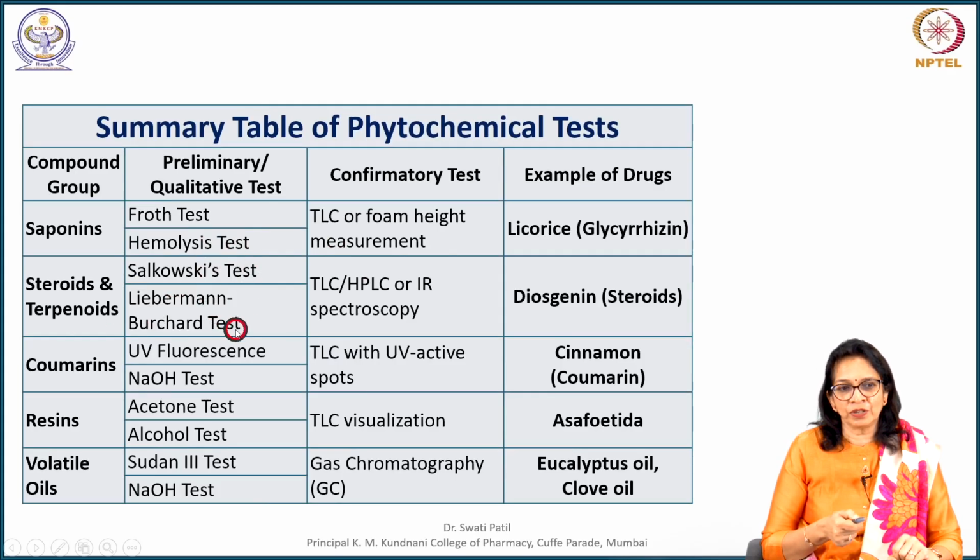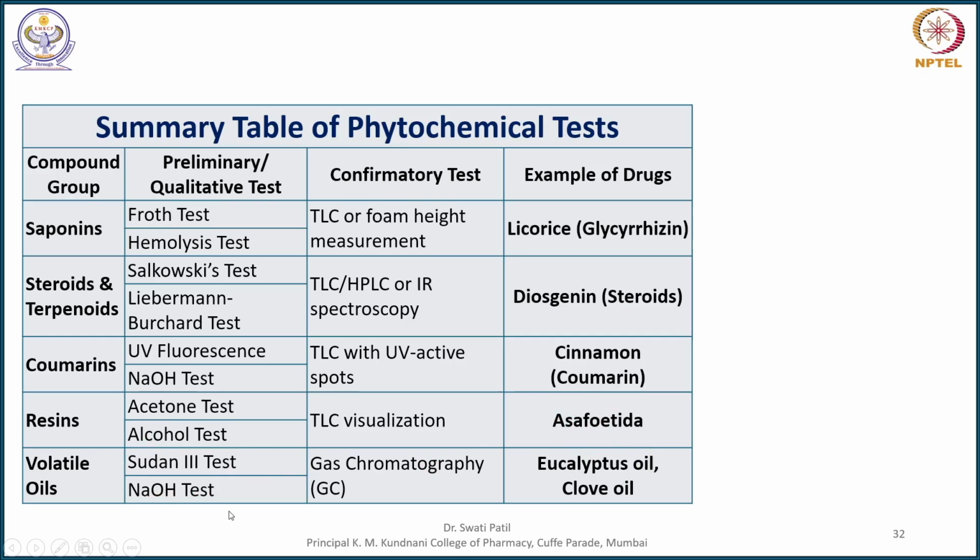Steroids with Salkowski and Liebermann-Burchard tests, coumarins by UV fluorescence and NaOH, resins with acetone and alcohol, and individual resin tests are different. Asafoetida also shows a bright fluorescence under UV, and volatile oils with the Sudan III test and the NaOH test.